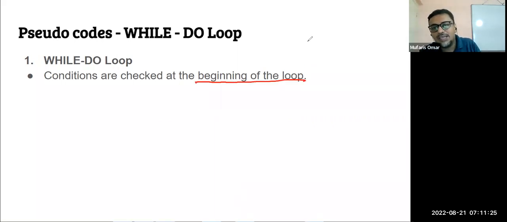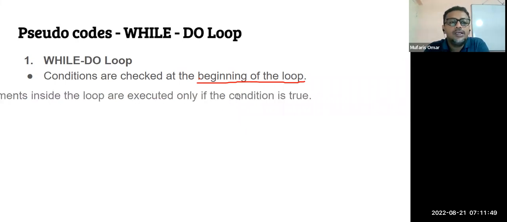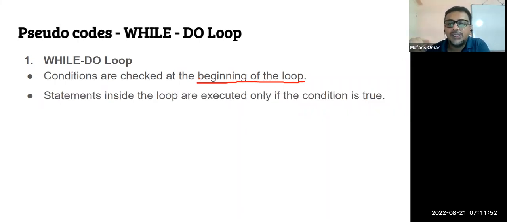I'm insisting that conditions are checked at the beginning of the loop. Even if you go on to learn this in your master's program or if you're doing a PhD, the same concept is the same. Right, the same concepts, okay? Beginning of the loop. Maybe if you want, you can underline this word. Conditions are checked at the beginning of the loop. Second point, the statements inside the loop are executed only if the condition is true. So check the condition. If the condition is true, the statements inside the loop will be executed.